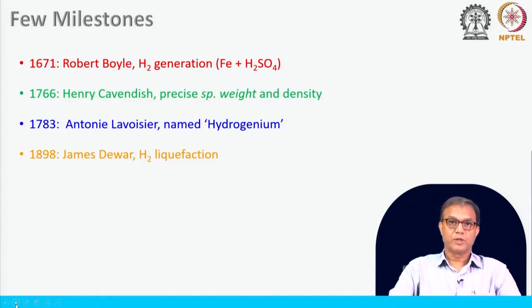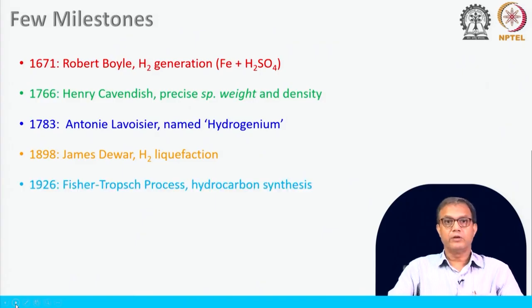James Dewar is the person who liquefied it, and not only that, he liquefied it in a good quantity and he could preserve it in a container, basically a double walled container, and still that container is in use. That concept of that container is still in use for storing cryogens, and it is named the Dewar, and it was in 1898.